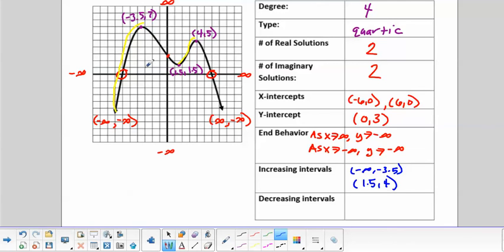All right, decreasing intervals. Again, use the x values, negative 3.5 to 1.5. And then 4 to infinity.